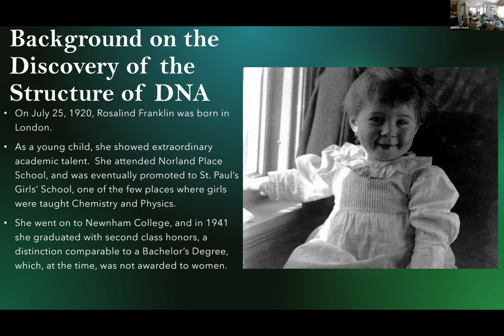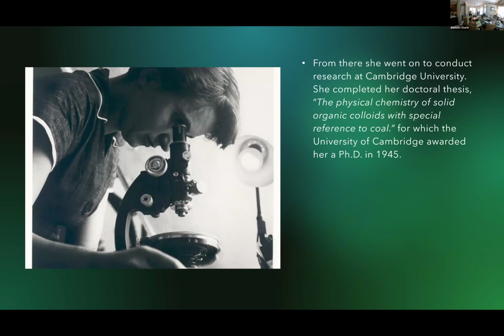So, despite it all, she said, fine, forget it. I am going to apply to Cambridge University and I'm going to get my PhD, and gosh darn it, she did. Her doctoral thesis was called The Physical Chemistry of Solid Organic Colloids with Special Reference to Coal. She spent years looking at coal under fancy microscopes, okay? And this is 1945. I want you to keep this date in your head. 1945, she gets her doctorate degree, all right?